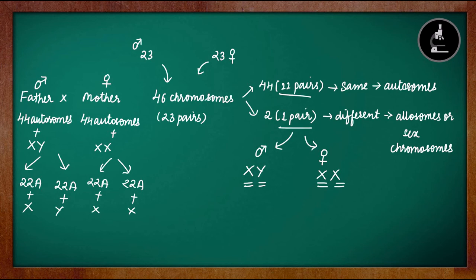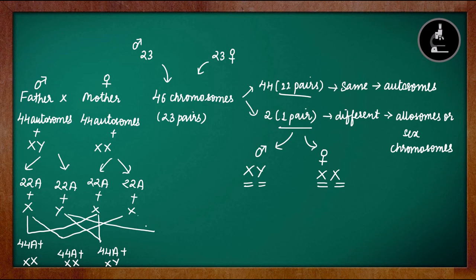Whether the male's X fuses or the male's Y fuses will only determine the sex of the child. So if this one fuses with this one, it will be 44 autosome plus XX. Now if this one fuses with this one, it will be 44 autosome plus XX. Now this one fuses with this one, 44 autosome plus XY. What if this one fuses with this one, 44 autosome plus XY? So if you see here, for female it is same, X and X.